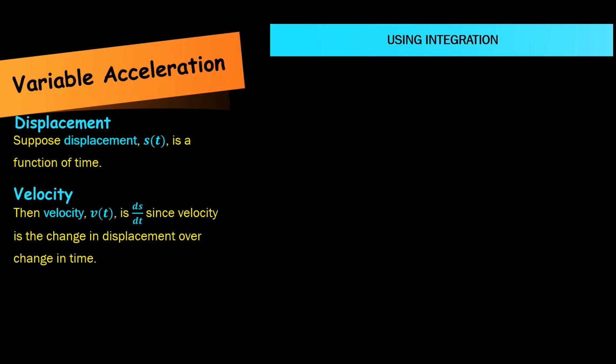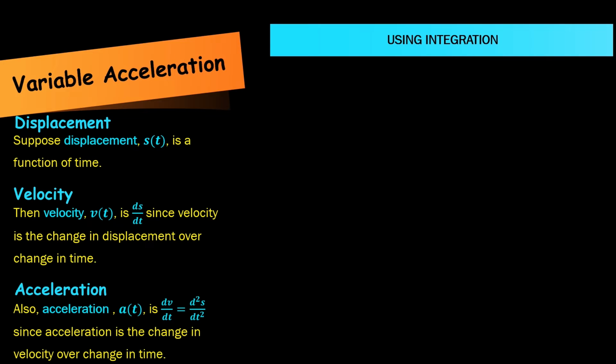We're now going to take a look at displacement, velocity and acceleration and see how they relate to each other in terms of integration and differentiation. So first, let's take a look at displacement. Suppose displacement s of t is a function of time. Then velocity v of t is ds/dt, since velocity is the change in displacement over change in time. And acceleration, a of t, is dv/dt, or this can also be expressed as d2s/dt squared, since acceleration is the change in velocity over change in time.